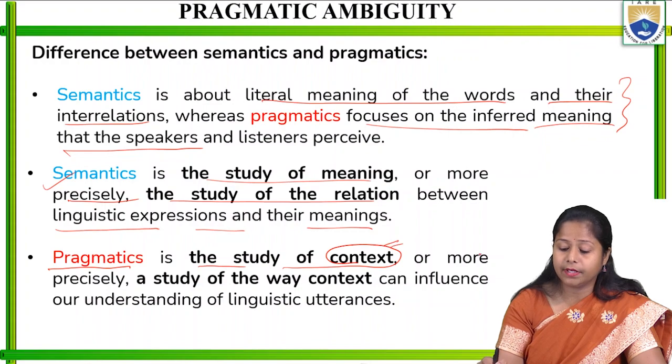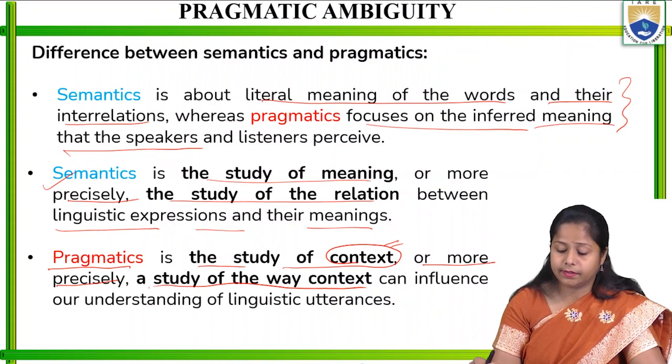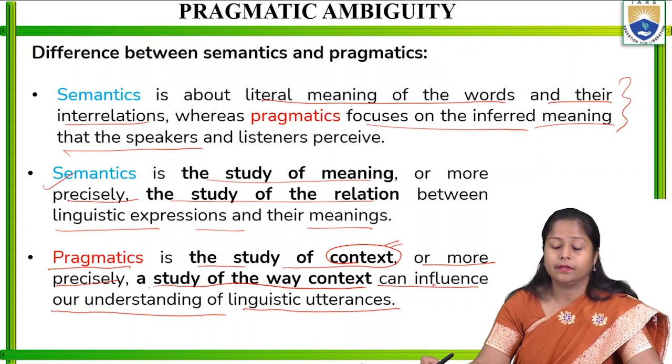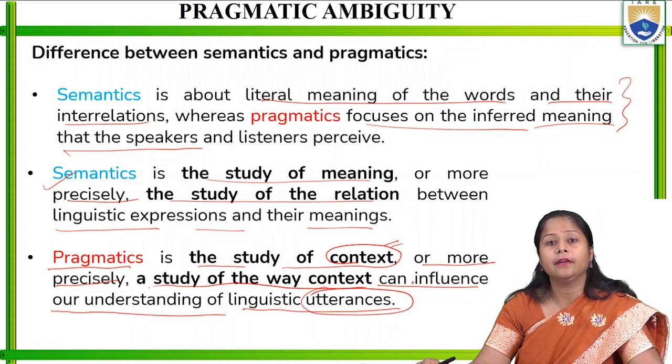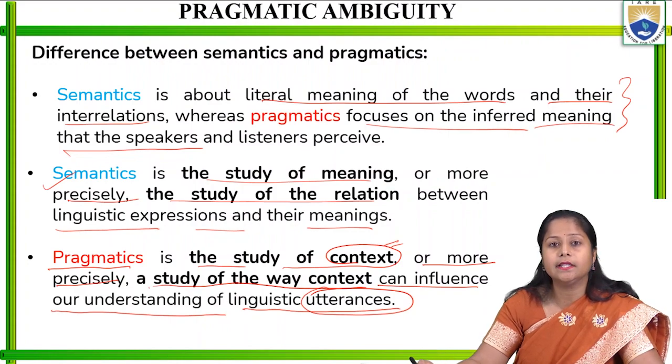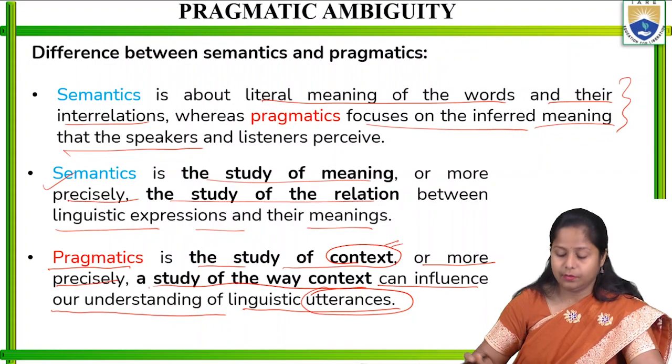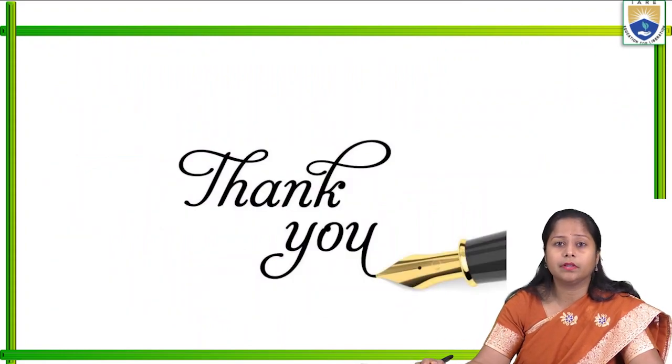So, likewise, we have to understand, or more precisely, pragmatics is the study of the way context influences our understanding of linguistic utterances. Here, an utterance is when the user says something with some slang words that is not clear, and that refers to the real meaning. So those are called an utterance. So semantics is basically the study of meaning. Pragmatics is the study of context, right? So that was all about today's topic.